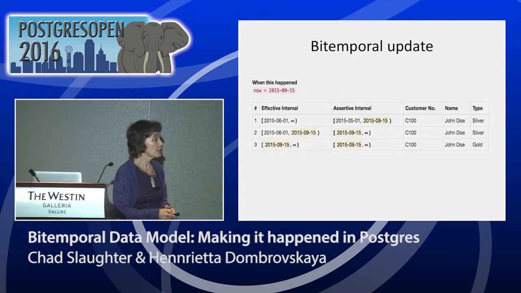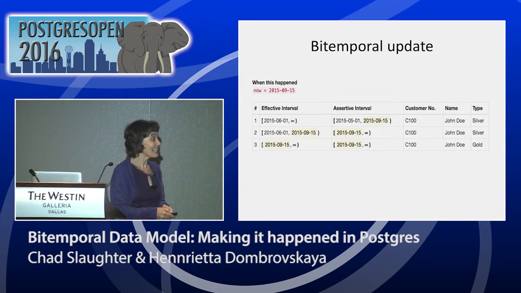So how do we change it? We close the asserted interval. Now how do we read this? From May 1st to September 15th, so today is September 15th, we asserted that this customer type is silver for like forever. Now, on September 15th, we know that this customer type was only effective from June 1st to September 15th. And now that's our current assertion.